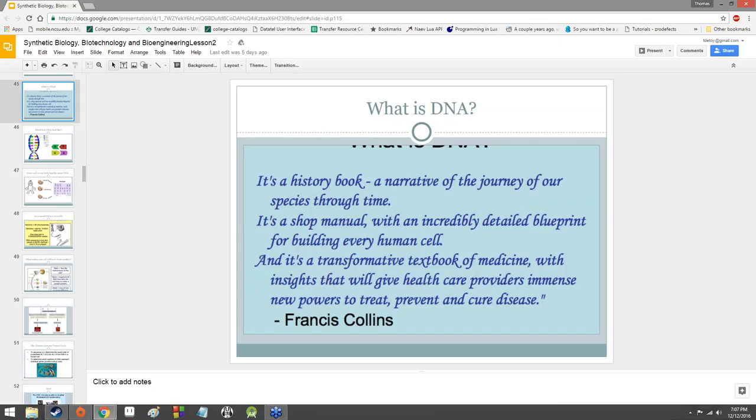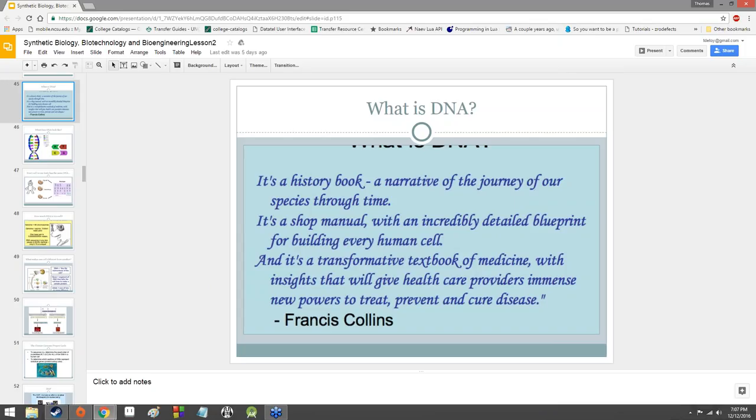So yeah, this quote here was a very poetic way of putting it, but it was an appropriate one. It's a history book, a narrative of the journey of our species through time. It's a shop manual with an incredibly detailed blueprint for building every human cell. And it's a transformative textbook of medicine with insights that will give healthcare providers immense new powers to treat, prevent, and cure disease. So not only does it give instructions for building a cell, it also gives us clues as to how those cells are going to act and perform and what health problems might arise in the future.